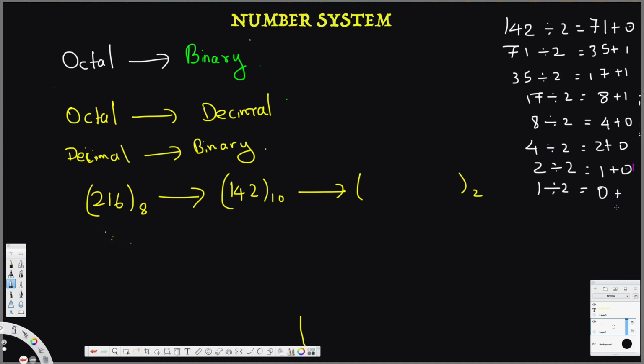Once we get 0 here, we stop right there and go from bottom to top. That is 1 0 0 0 1 1 1 0, and that's the conversion of this given octal number to binary.